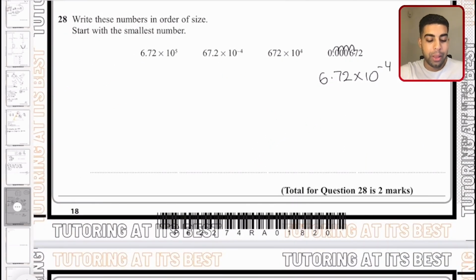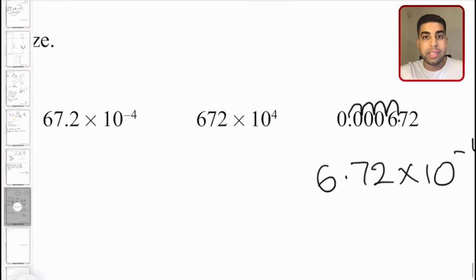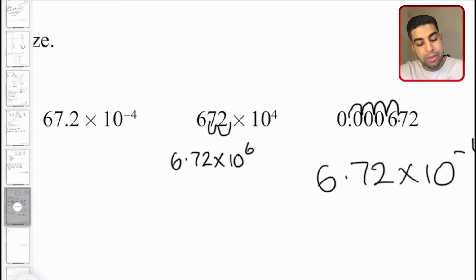And we're going to do that for all of them. For the next one, we've got 672. Again, I want to make my answer between 1 and 10, so I'll divide this by 100. So we've got 1 jump and 2 jumps. So 6.72 times 10, but this time to the power of 6 because we've jumped 2 further times.